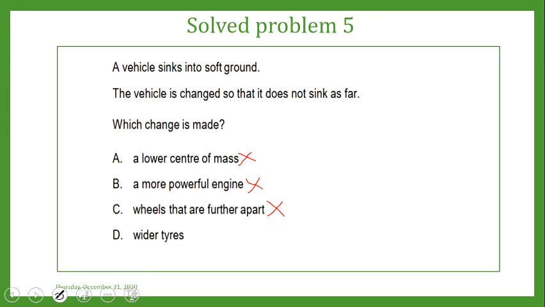And the last one we have is using wider tires. This one is going to be the correct answer, because remember we said pressure is inversely proportional to the area. Pressure is inversely proportional to the area. If you increase the area of the tire, meaning if you make the tire wider, automatically you are reducing the pressure exerted by that car on the ground. As such, D is going to be our correct answer.